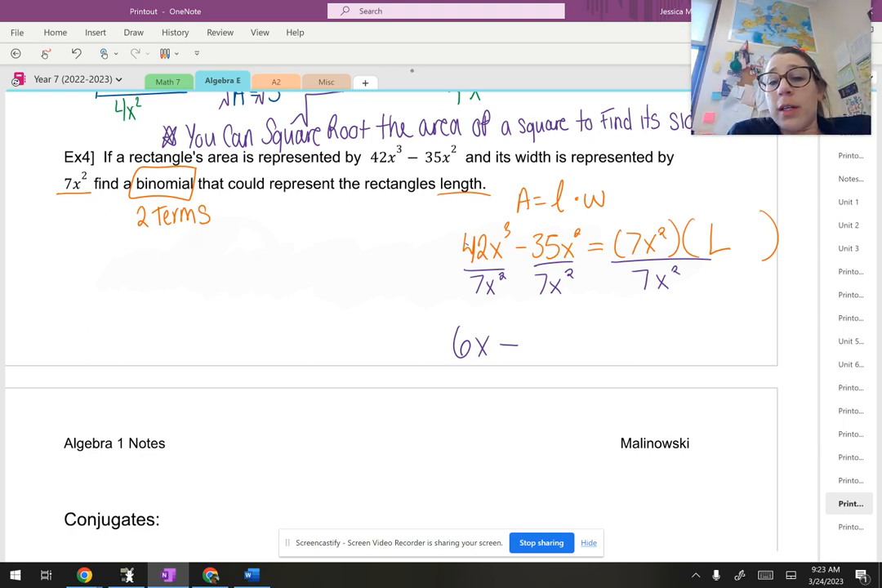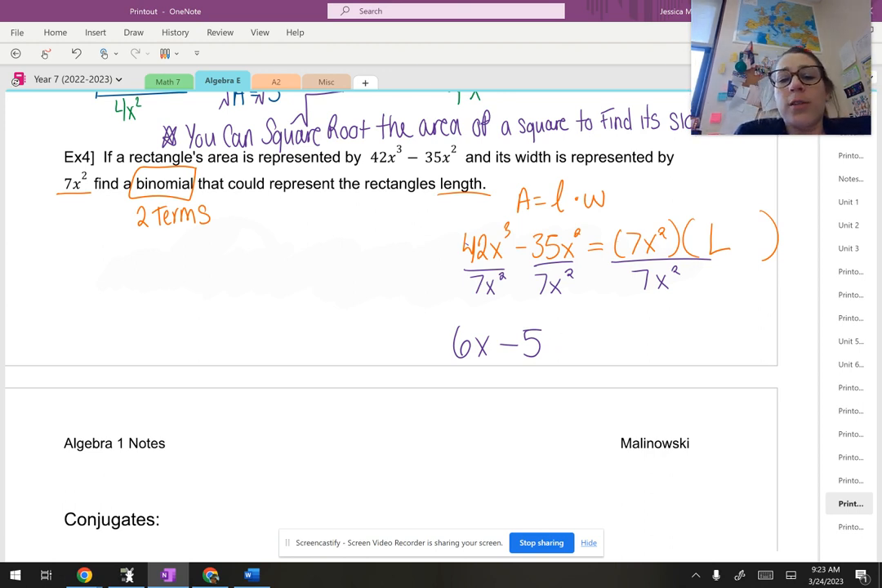7 times what gets me a negative 35? Negative 5. X squared times what gets me x squared? Nothing. It already is, or times 1. So I could put times 1, but 5 times 1 is just 5 anyways. So therefore, binomial, 2 terms, right? One term is 6x, minus 5 is the second term. So this is the length.